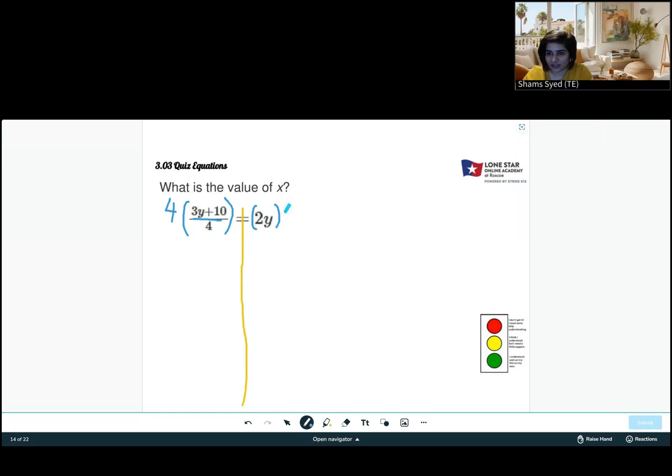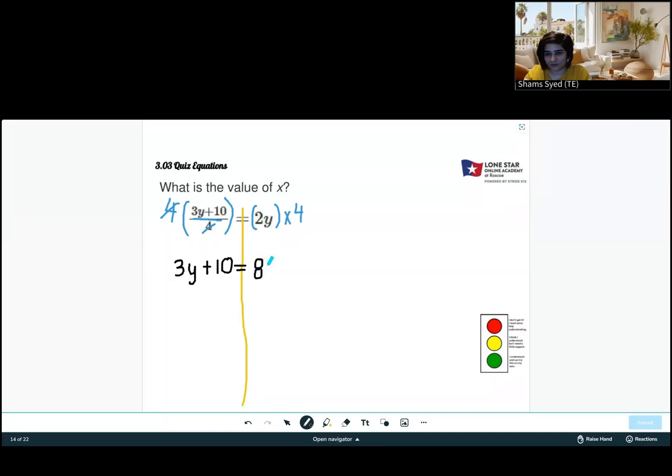So when you multiply both sides by 4, what happens to your left side? The dividing by 4 and multiplying by 4 just cancel the operation, leaving you with the inside terms 3y plus 10. And that equals how much? Type in the chat. Joycelyn, you're right. Andromeda, you're right. Absolutely, it is going to leave us with 8y.